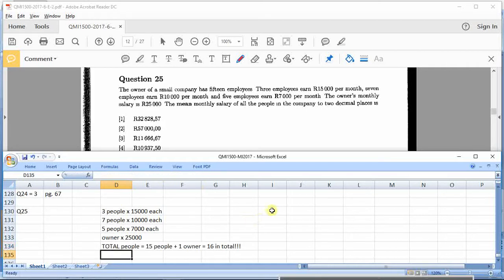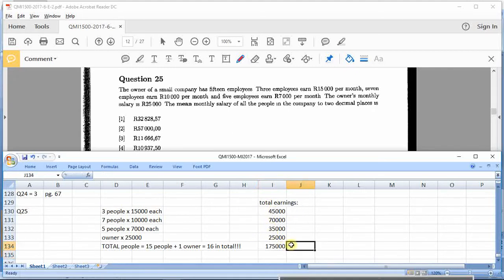Okay, so then we need to see how much they earn. So total earnings. Let's work that out. Okay, so 3 times 15,000 each. 7 times 10,000 each. 5 people times 7,000 each. Owner gets 25. Total is sum up.